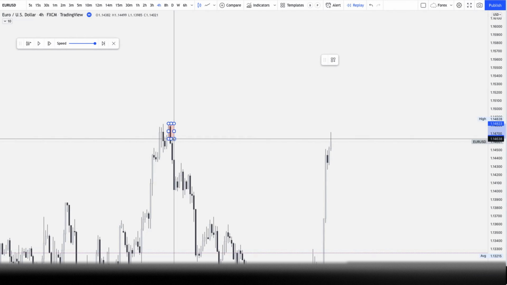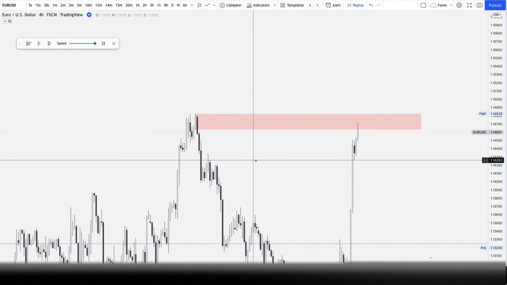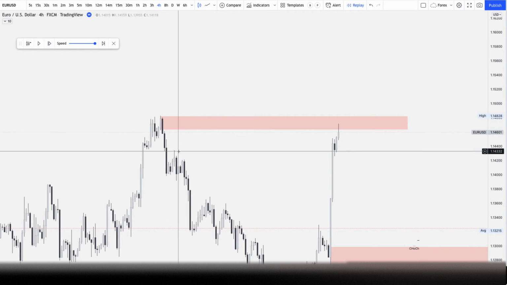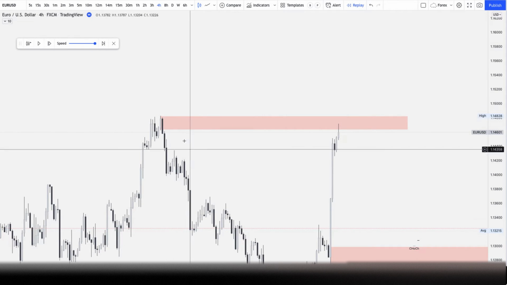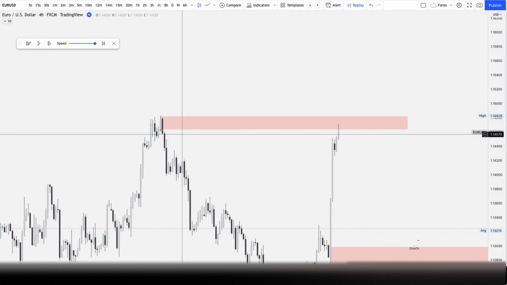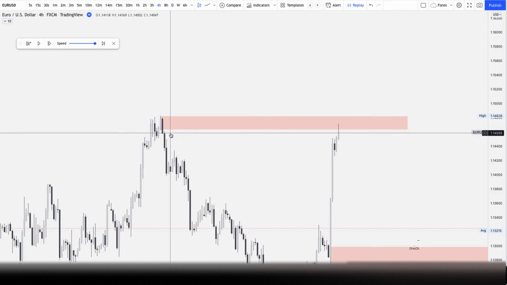So you have this marked out. Now, a couple things again. We want to see, ideally, some sort of fair value gap for this order block here, right? So we do have a fair value gap. Now, in some cases, guys, you have to go to different time frames to really see it.